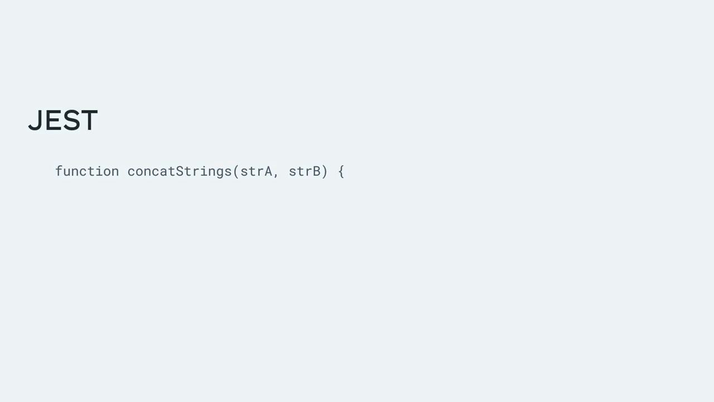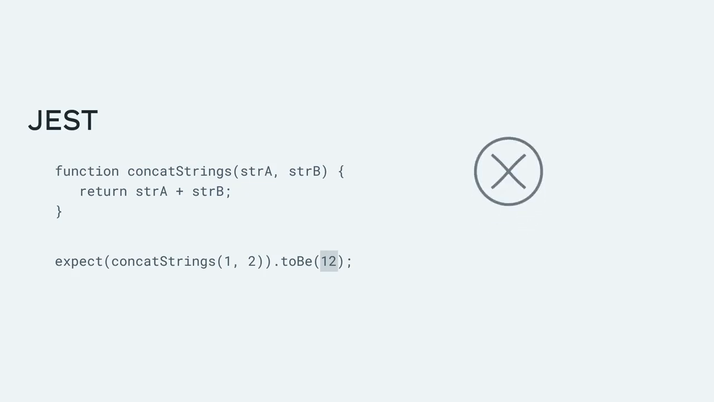For example, if I run the expect method and pass it an invocation of the concat strings function with numbers 1 and 2 as arguments, my expectation of 12 being the result will fail. This is because when I use the plus operator with two values of the number type, it performs the mathematical operation of addition instead of joining the two numbers together to form the number 12, like it would form ABCDEF if I gave it the arguments of ABC and DEF.